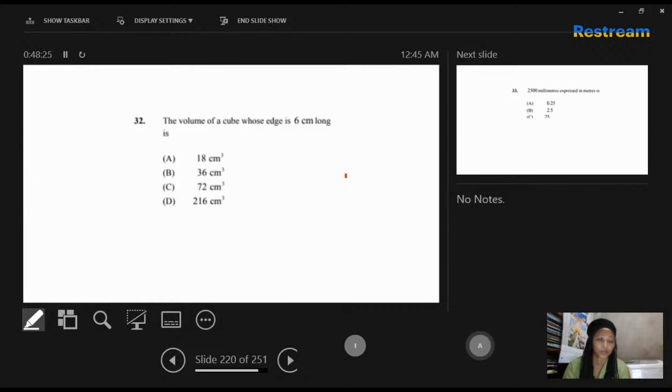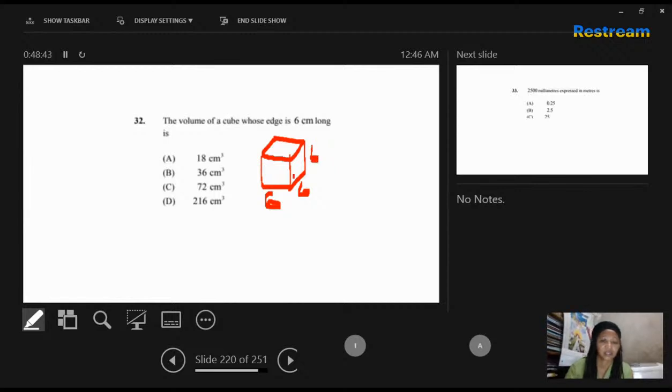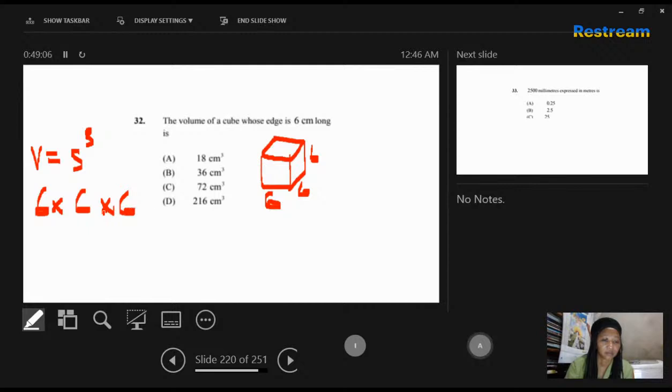Number 32. The volume of a cube whose edges are 6 centimeters long is. So that's the cube. Same length. If the edge is 6, that's a cube. That's 6, that's 6, that's 6. Since it's a cube, all sides are the same. So how do we find the volume of a cube? Side cubed, so it's the side times itself 3 times. So that would be 6 times 6 times 6, which is 216 centimeters cubed. So the answer is D.